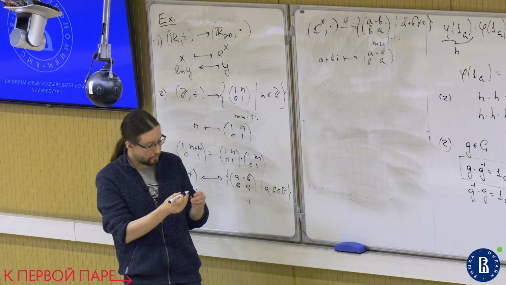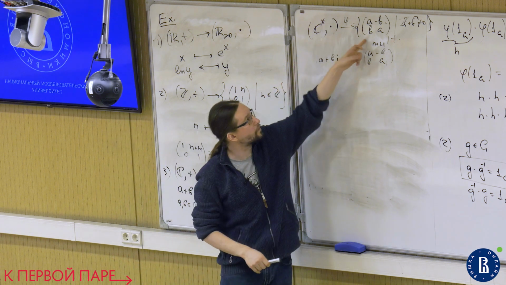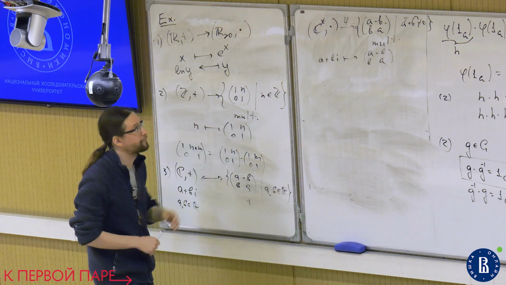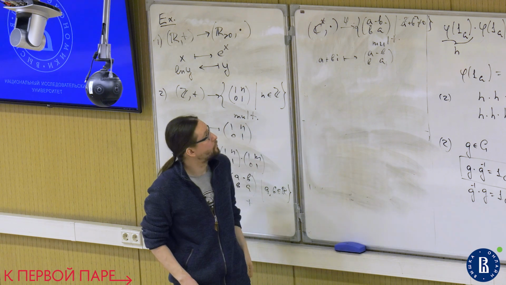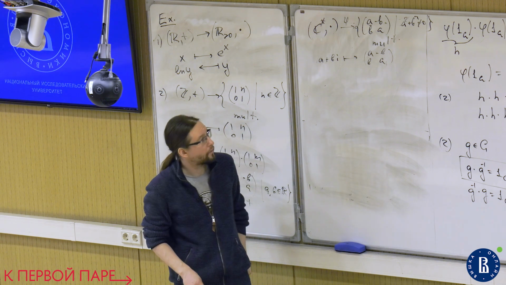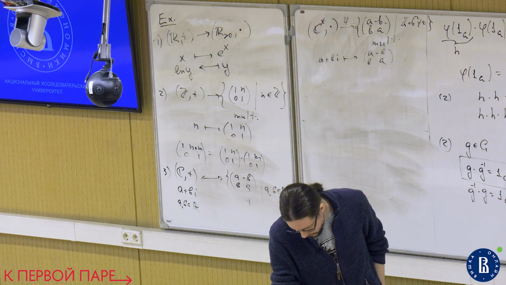So it doesn't matter which model to use for the complex numbers. So these and these are exactly the same. So this is how to simulate complex numbers using 2 by 2 matrices. Okay, so these are examples of an isomorphism. So what should be next?